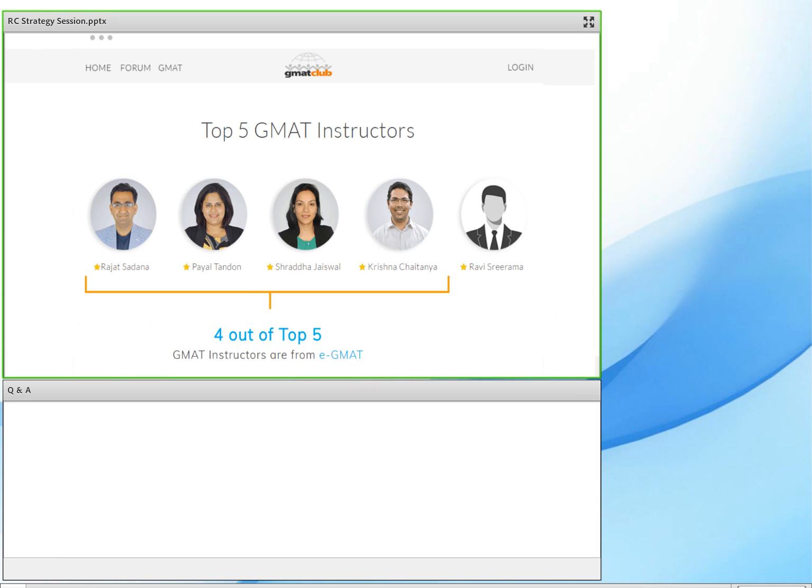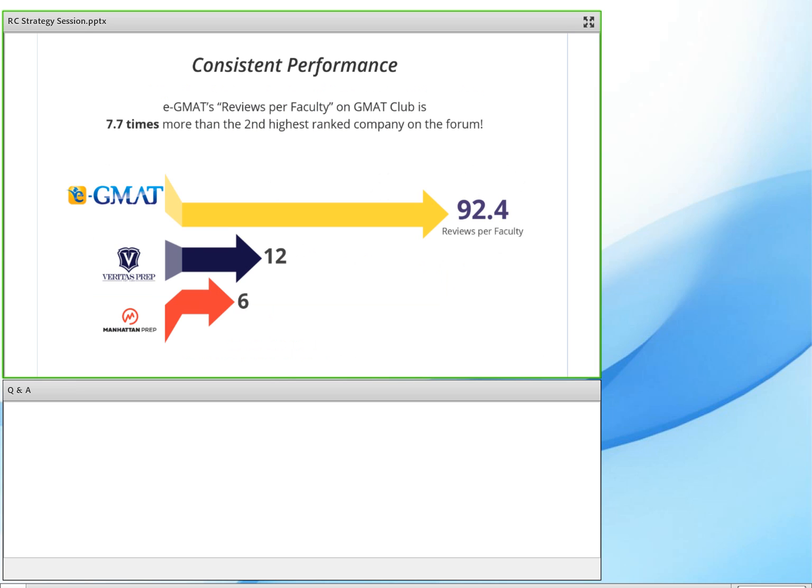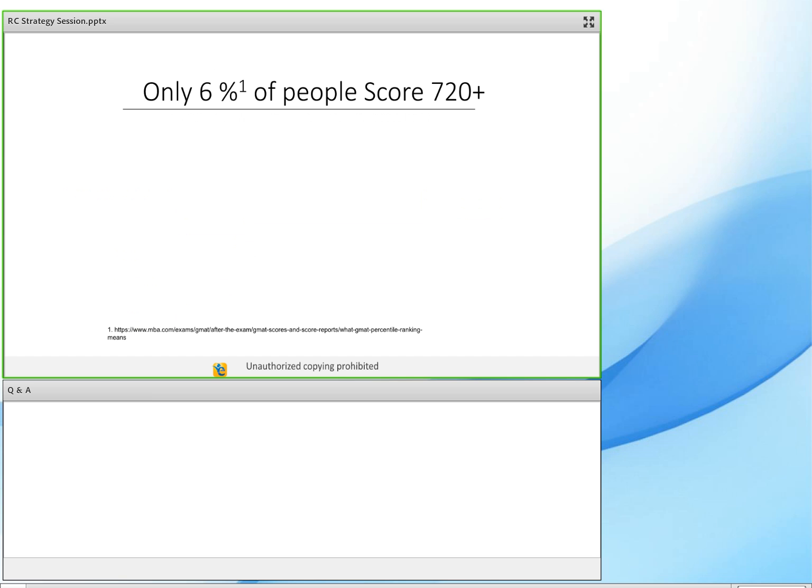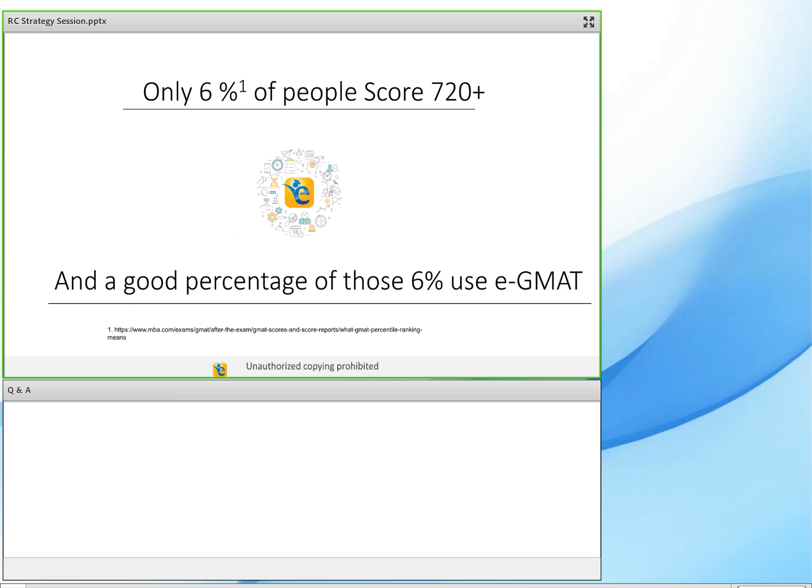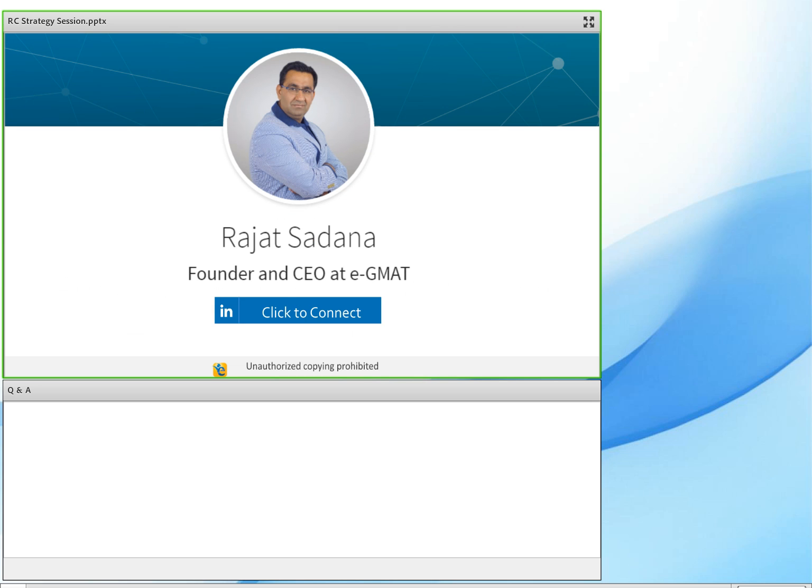So you can really see how and why we say that most of the other courses are built around this book-based architecture, whereas e-GMAT is built around this private tutoring-based approach. Who created this content? 4 out of GMAT Club's top 5 rated instructors have created this content. Instructors who've been reviewed a lot more frequently on GMAT Club. So while only 6% of the people get to those scores of 720 or higher, you can really see why a very good percentage of them use e-GMAT.